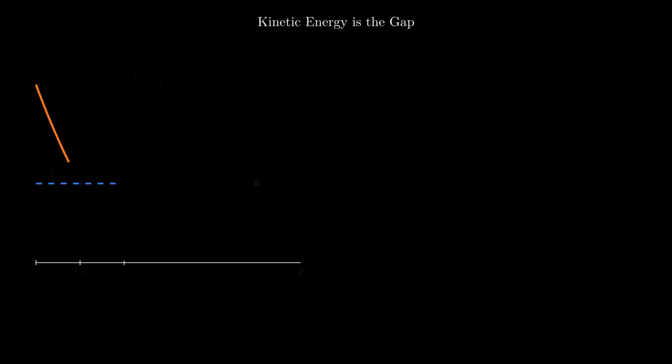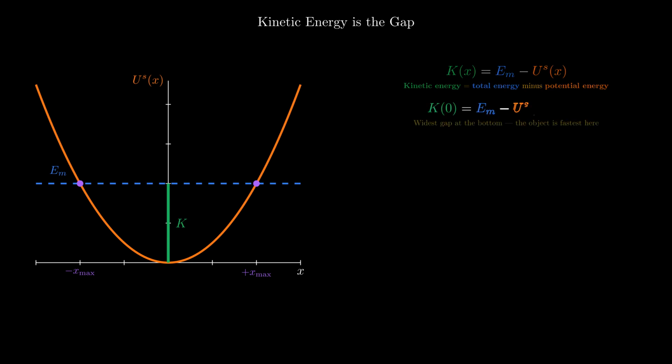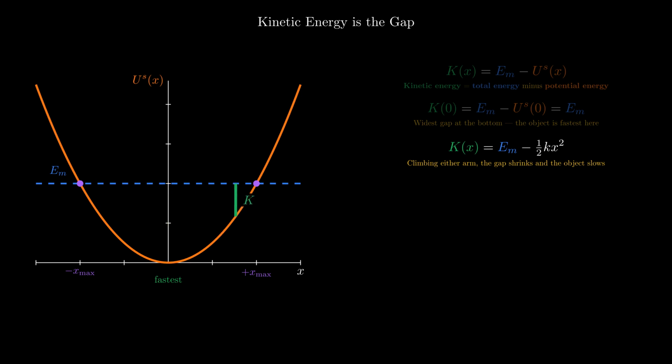The diagram now shows the kinetic energy too. Rearrange the energy equation: K of x equals E minus U of x. On the graph, that difference is the vertical gap between the horizontal energy line and the parabola. Read it at a glance. At the origin, the gap is widest, so the object moves fastest there. Climbing either arm, the gap shrinks and the object slows.